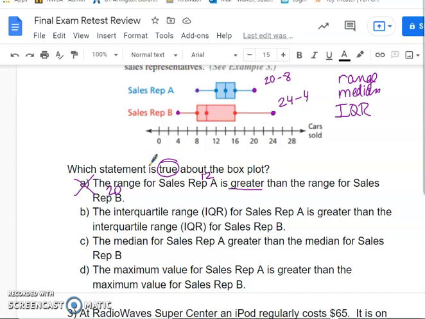B, the interquartile range for sales rep A is greater than the interquartile range for sales rep B. So IQR means the ends of the box. So for A, basically we're subtracting these two numbers. So that one looks like 16, 12. So the interquartile range for A, 16 minus 12 is 4. And the interquartile range for B, 16, 8. 16 take away 8 is 8. So the interquartile range for sales rep B is 8.